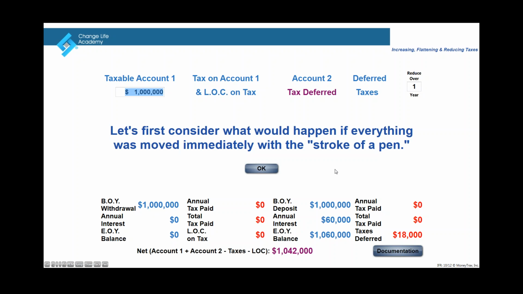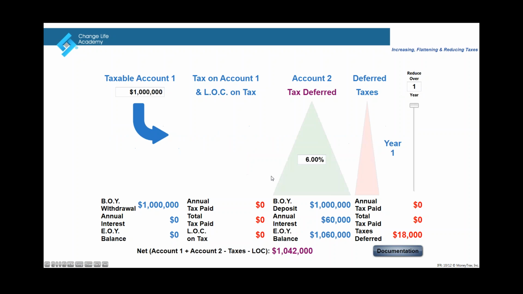So now we're over here in account number 2 with the $1 million, and of course it's still at 6%. 6% of $1 million is easy math, so $60,000. So we can see that in year 1 we have $1,060,000, and the taxes deferred already are $18,000. So our net account balance in year 1 is $1,042,000, which is the $1 million plus the $60,000 in interest, less the taxes deferred of $18,000.